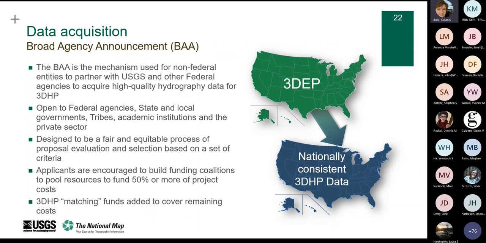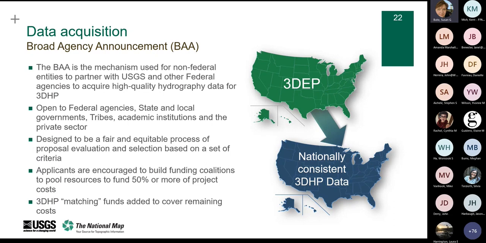And the idea behind a broad agency announcement, of this partnering mechanism, is that our applicants are encouraged to build funding coalitions within their state, and in the case of 3DHP, across state lines, to pool resources and fund some portion of the project costs. And then 3DHP matching funds would be added to cover those remaining costs.